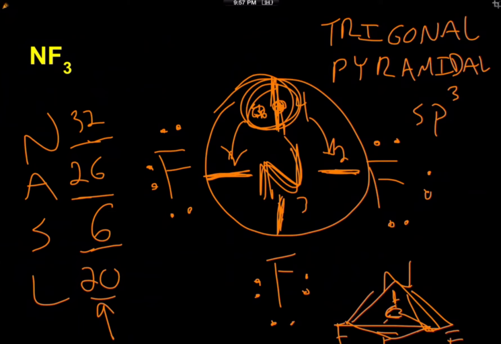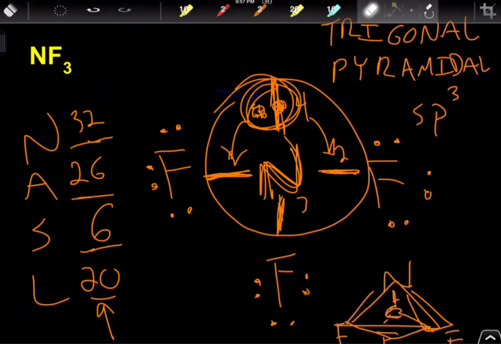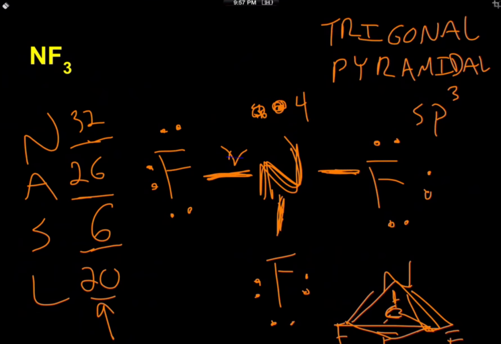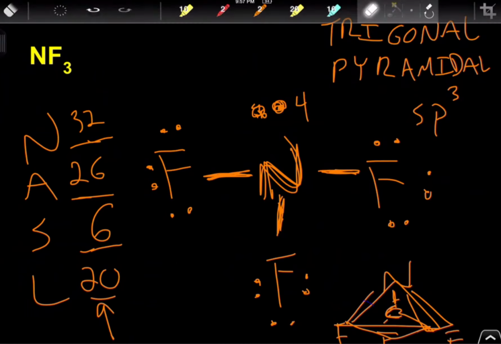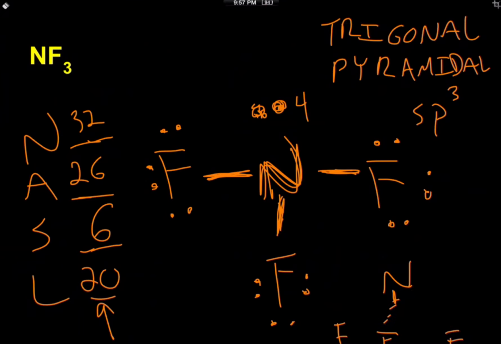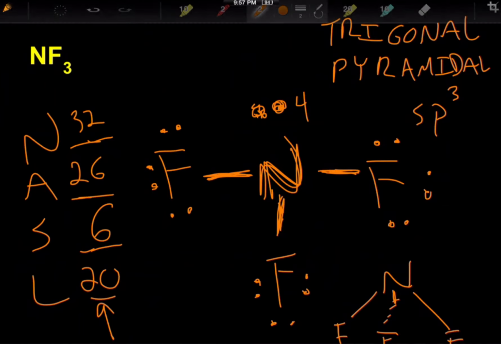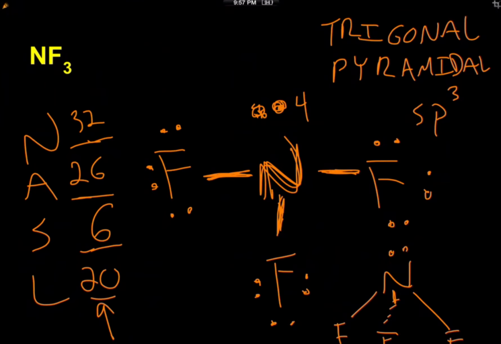So the last question here is, is this a polar molecule? And the answer this time is yes, this is polar, because when you look at the shape down at the bottom that we drew here, we've got the 3 fluorines essentially at the bottom, and we've got this nitrogen at the top. And so you have a difference from the bottom to the top.